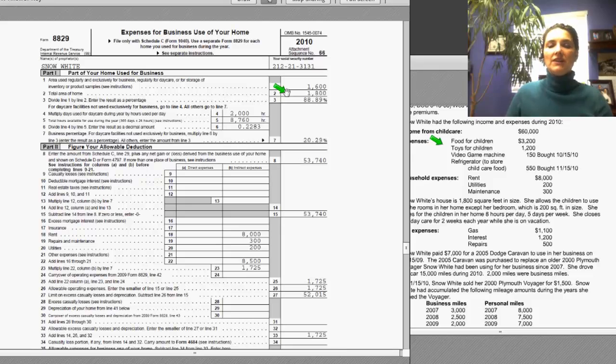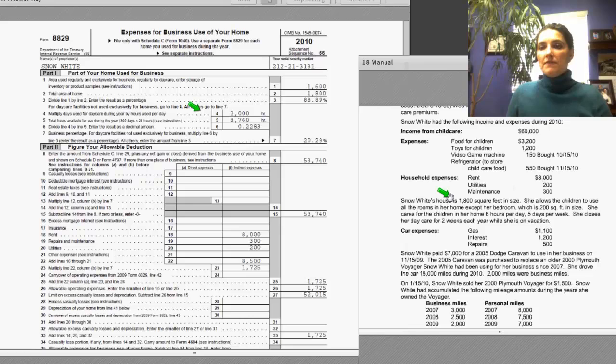So 1,800 square foot house, 1,600 is used for the child daycare. That gives us 88.89% of the house being used for business purposes. Now we look to the number of hours that the children are in the home, and I told you in the wording of the problem that the children are in the home 8 hours per day, 5 days per week, and they're in the home all year except 2 weeks that she's closed for a 2-week vacation.